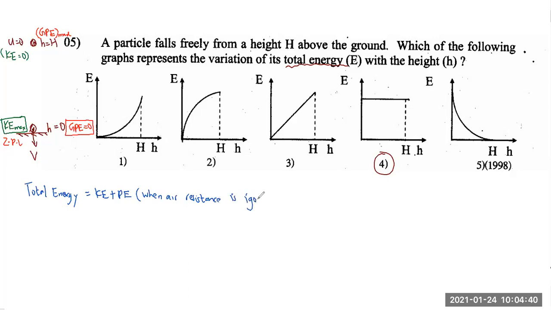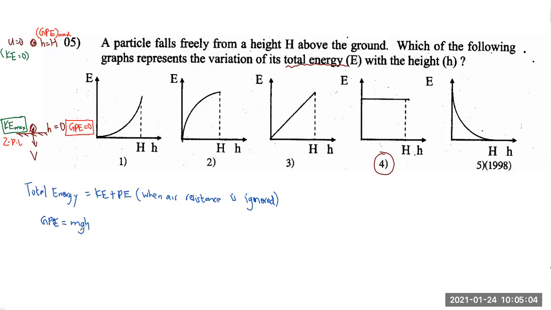This is how the relationship will work when air resistance is ignored. Now, the graph is for height and energy. So we know gravitational potential energy is equal to mgh.